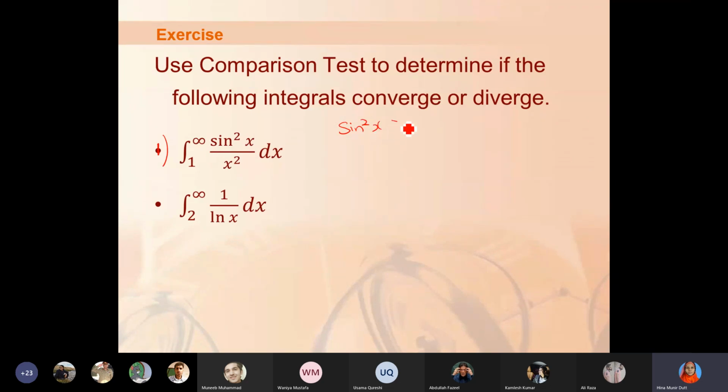Now, sine square of x is less than equal to 1 and greater than equal to 0. Sin x lies between -1 and 1, but sine square x lies between 0 and 1. So I have constructed this one. Sine square x is less than equal to 1. So if I divide it with x square, where x is greater than 1, then the inequality remains unchanged. Then this inequality holds.